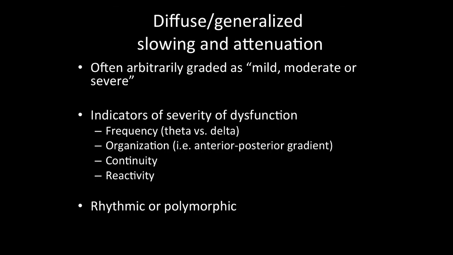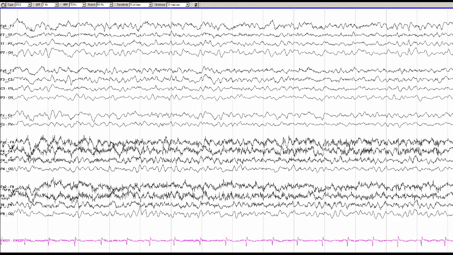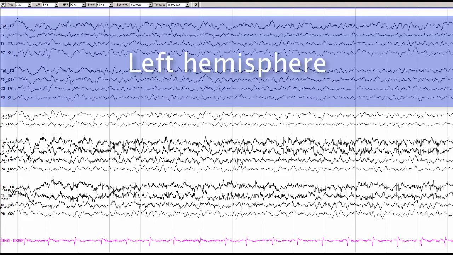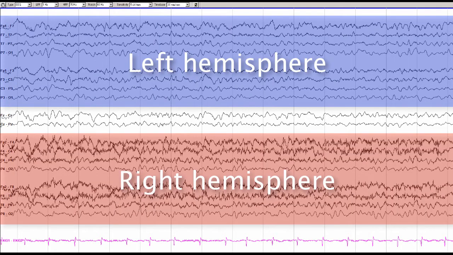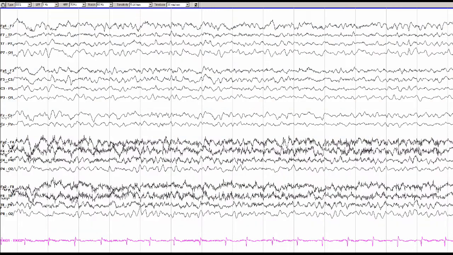We will review several examples of diffuse background slowing and attenuation in order for you to get an appreciation of the range of diffuse abnormalities and how they relate to clinical disease. Here is an example of generalized or diffuse slowing. Taking the same approach as with focal abnormalities, if we compare the left side of the head to the right, we can see that there is no significant difference in the amount of theta, delta, or alpha activity on one side compared to the other.